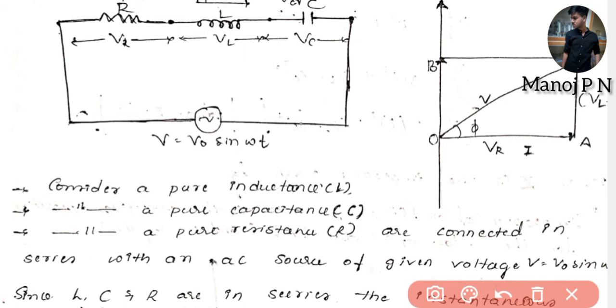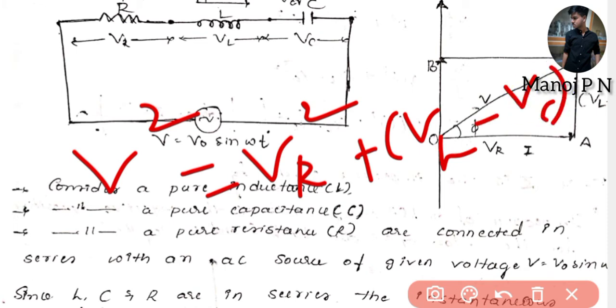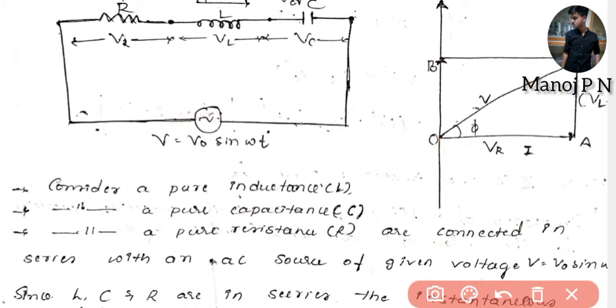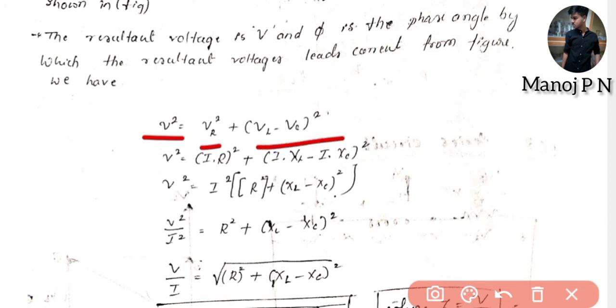Apply the Pythagoras theorem for this triangle, that is V square equals VR square plus VL minus VC whole square. What is the Pythagoras theorem? The hypotenuse side square is equal to the sum of the other two sides square. That is VR square plus VL minus VC whole square, which is what I have written here: V square equals VR square plus VL minus VC whole square.